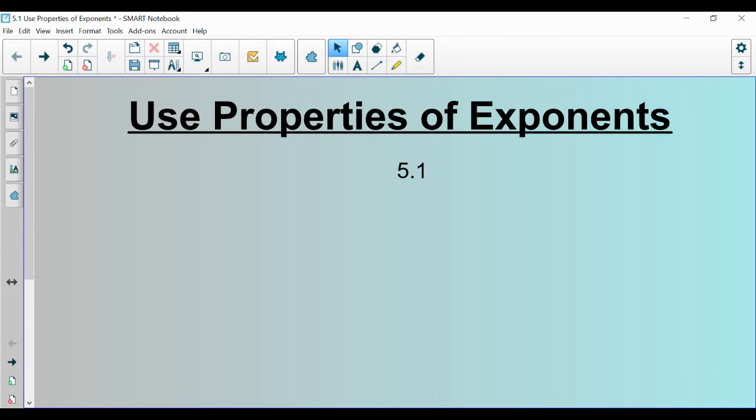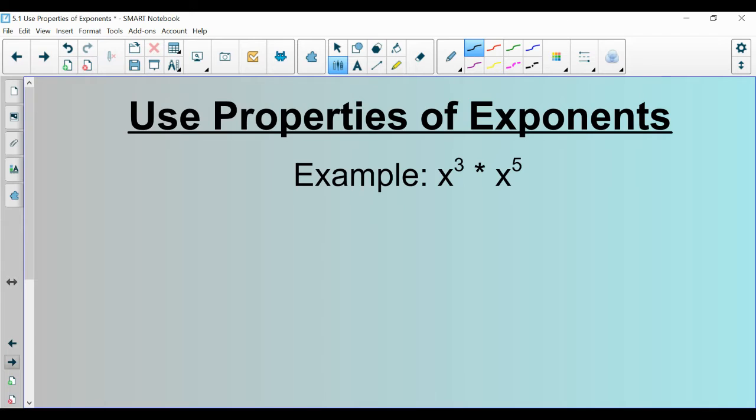This is a lecture on section 5.1, which is using the properties of exponents. Now, in your Algebra 1 course, you learned a bunch of properties of exponents. This was spread out over multiple sections, and you were introduced to them one at a time. In Algebra 2, we're saying, hey, you already learned all these properties of exponents. You should know how to apply them, and this is going to be a review of all of the properties that you learned in Algebra 1.